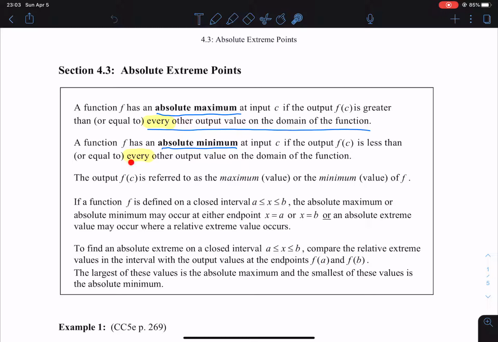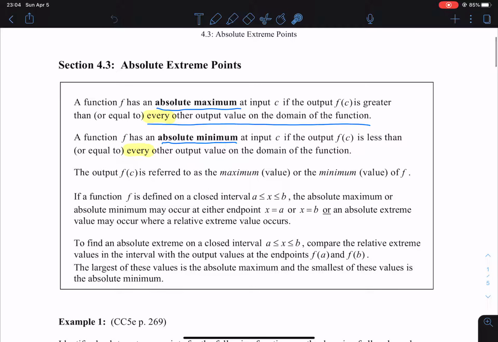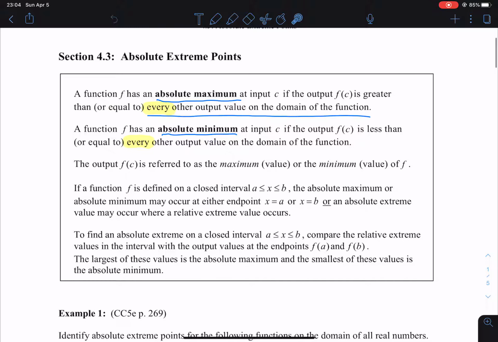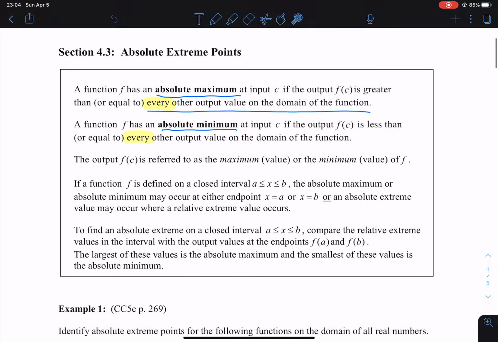And similar for absolute minimum, it is less than or equal to every other output value on the domain of the function. And then the next one, the output f of c is referred to as the maximum value or the minimum value. So this one talks about what f of c is called. If we first found the point c, then f of c is just called the maximum value or minimum value.